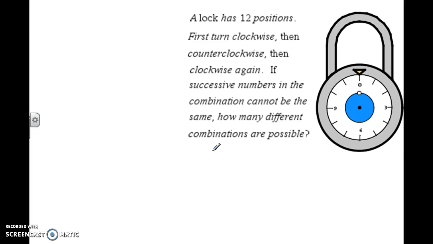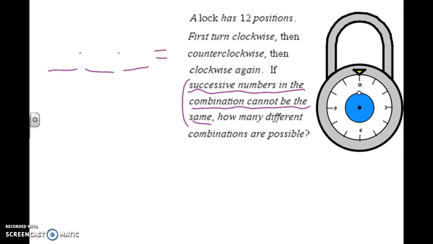This one's a little tougher. Now, a lock has 12 positions, and you probably had these kinds of locks, and they turn clockwise and then counterclockwise and then clockwise again. But this is the interesting part of this question: with successive numbers, the combination cannot be the same. So there is a stipulation that makes this into a tougher problem. We're going to really have to think how many different combinations are possible. I've got 3 blanks here. They're going to be multiplied by each other. But this is really a big deal. So let's think about that for a second.